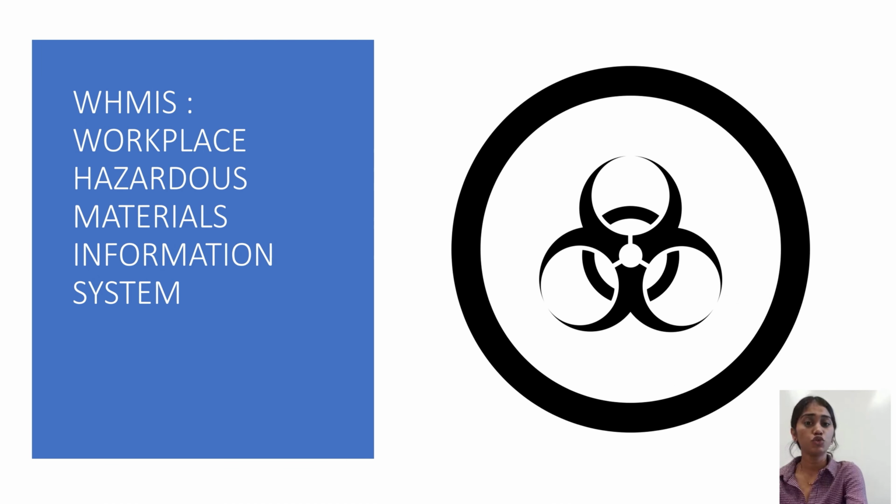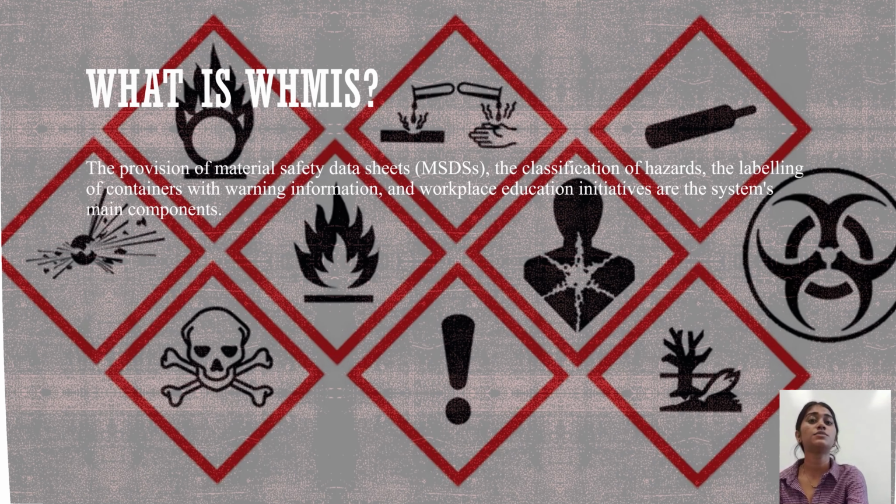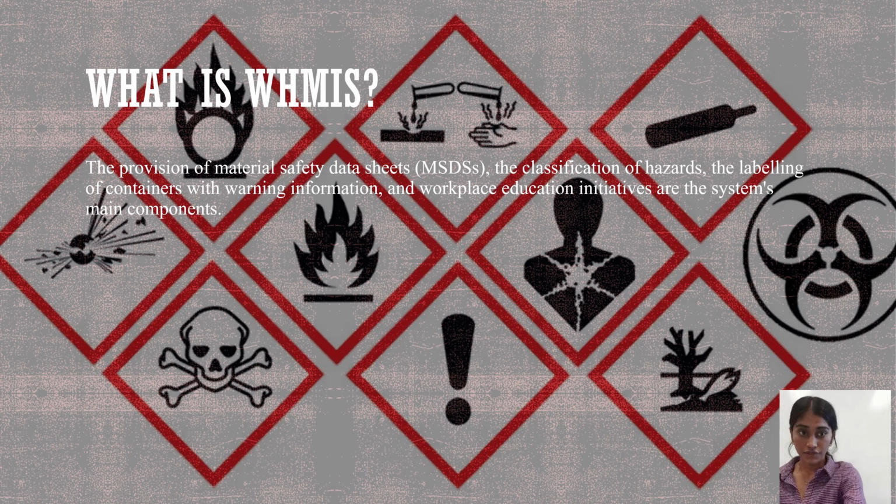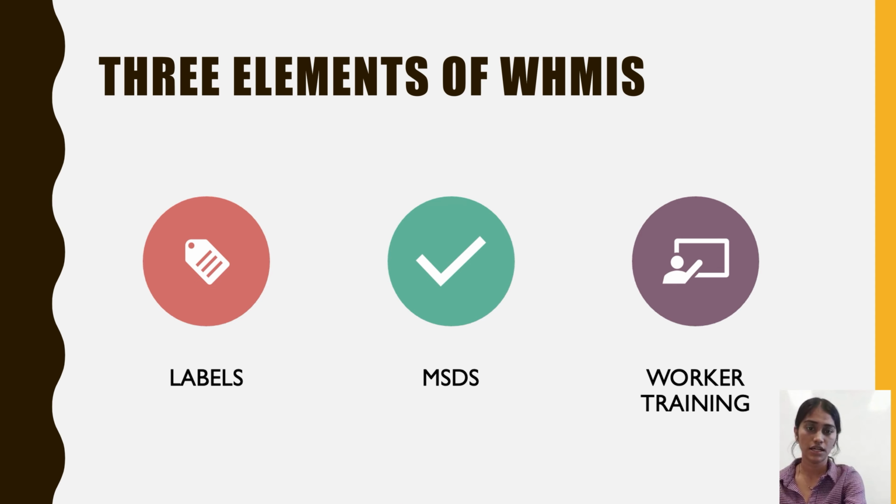Now, another tool that we can use for workplace safety is WHMIS. The National Hazard Communication Standard for Canada is the Workplace Hazardous Materials Information System. Hazard classification, cautionary container labelling, the distribution of safety data sheets, and worker education and training programs are the system's main components. It mainly consists of three elements. It helps one in a workplace to be equipped with the information related to hazards and their precautions. Those elements are labels, MSDS, which is material safety data sheets, and last but not the least, workers' training.